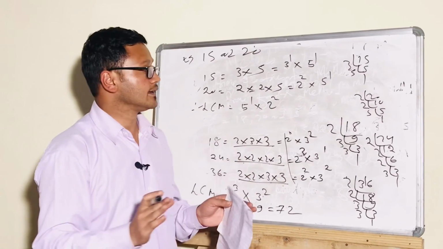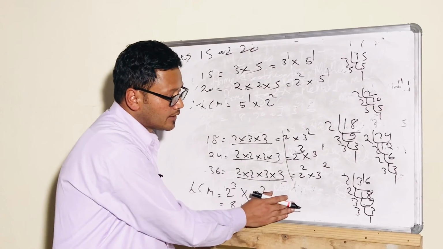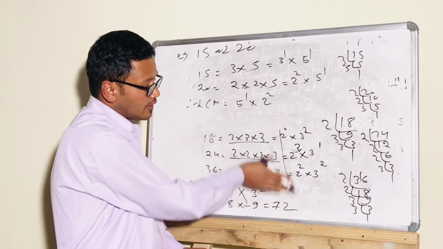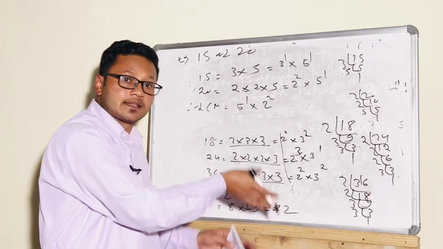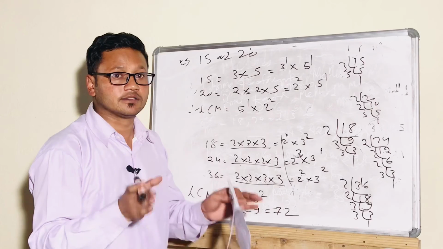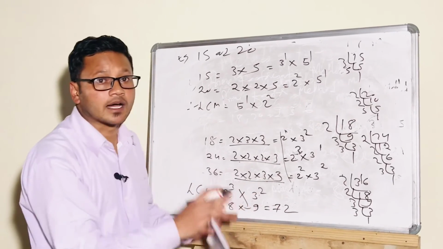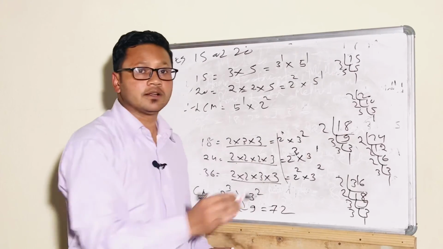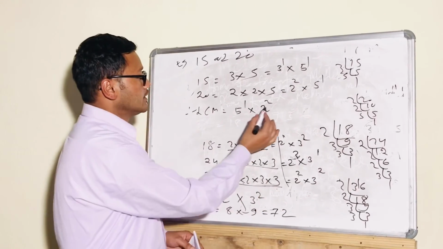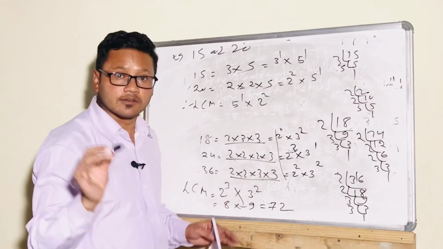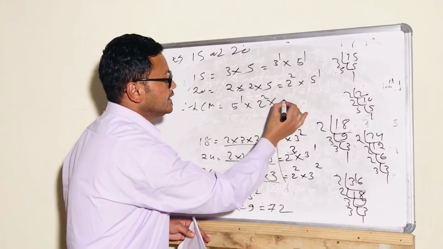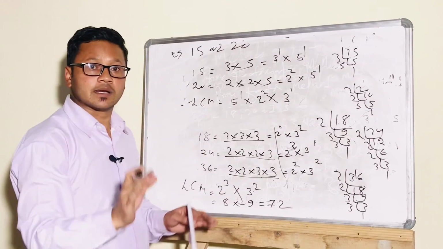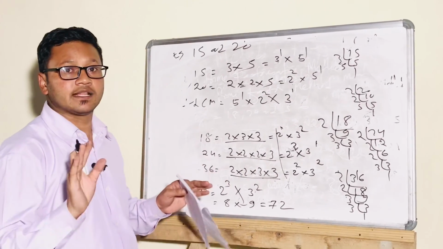Main thing, don't be confused. If the number is common in the particular numbers, you take the common one and consider the highest power, and write that number with the highest power. But if the number is not common, take that number also. Like 2 square, 2 is not in 15, so you have to take it. Again 3 to the power 1, 3 is in 15 but not in 20, so we have to take that 3 also. That is the main thing you have to understand.